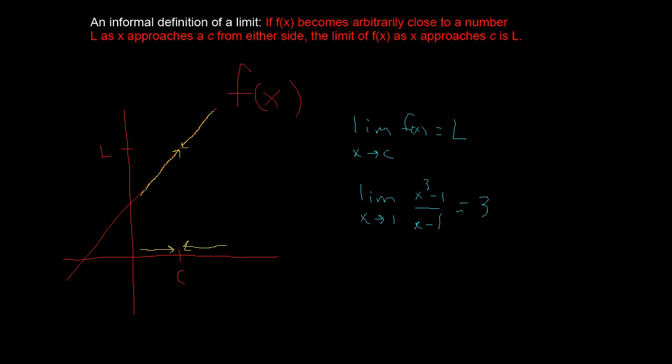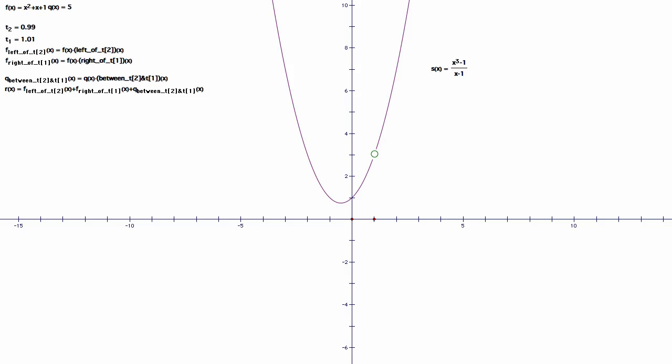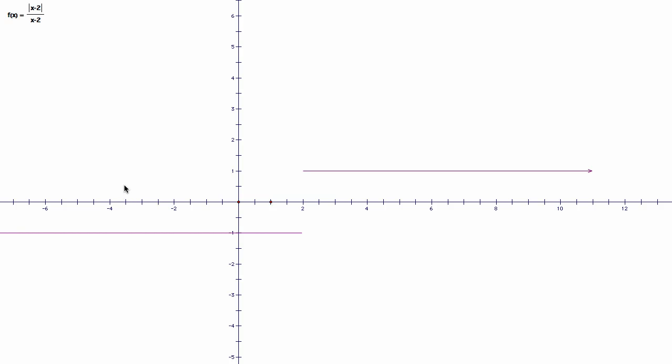Let's jump into the next example here. And we have an absolute value function. And you can see the graph right here. And you could probably guess that I'm going to be interested in this point right here at 2. So graphically, let's look at what this limit might be.